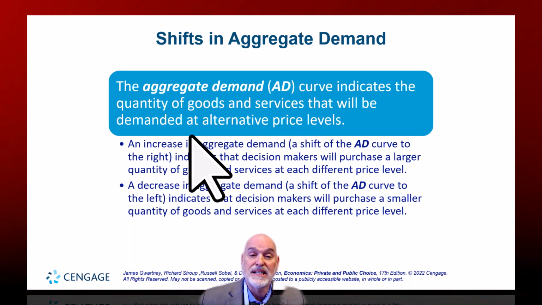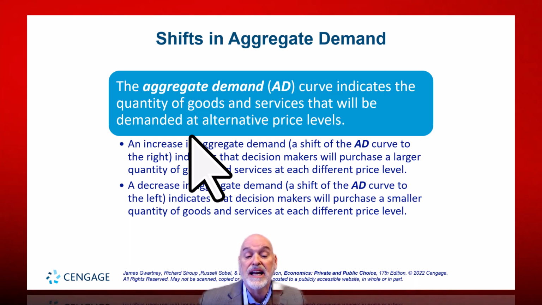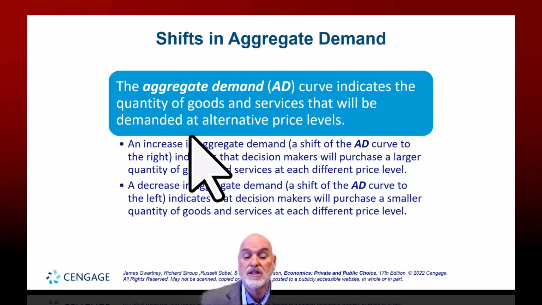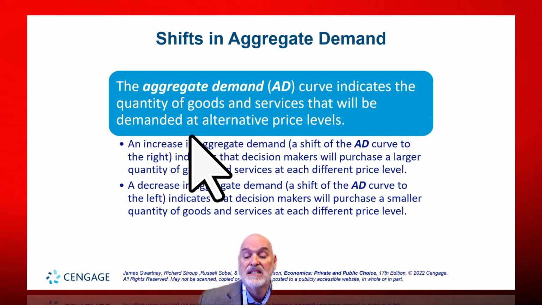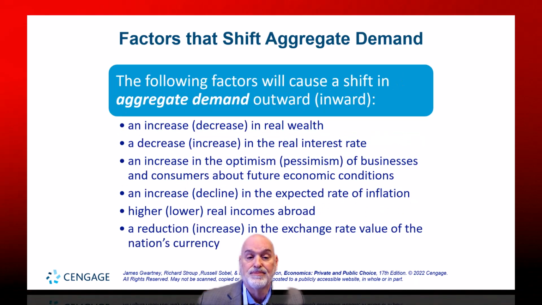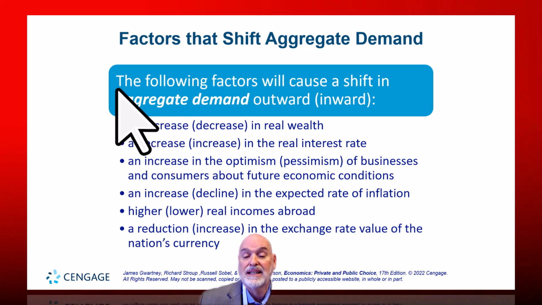A decrease in aggregate demand, a shift of the AD curve to the left, indicates that decision makers will purchase a smaller quantity of goods and services at each different price level. The following factors will cause a shift in aggregate demand outward and inward.